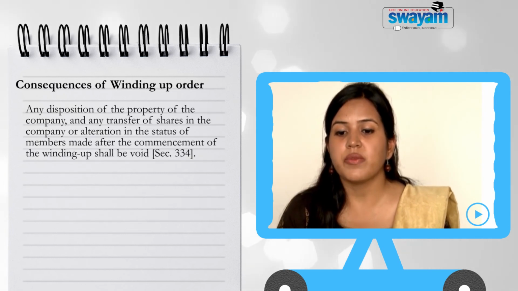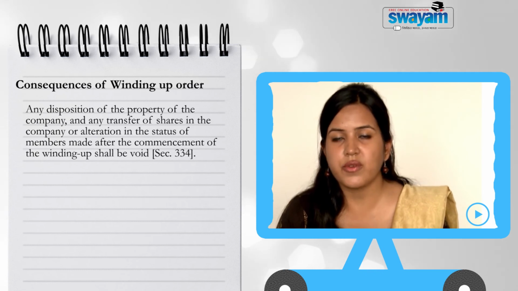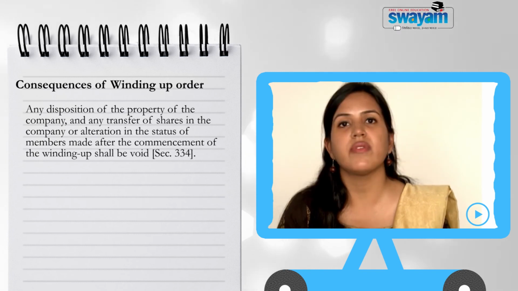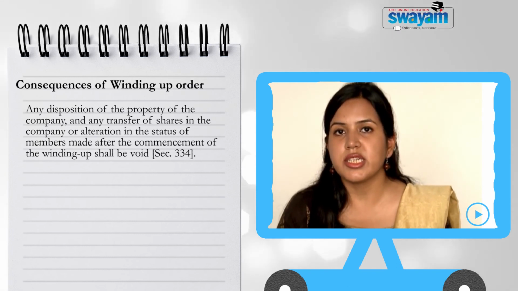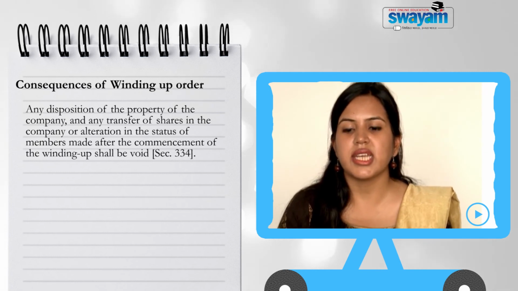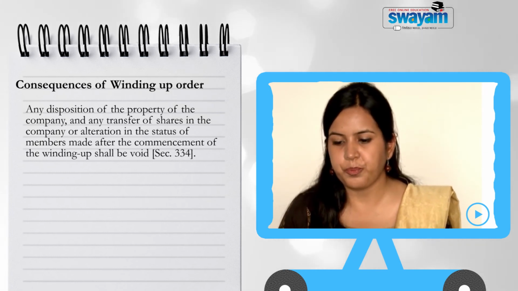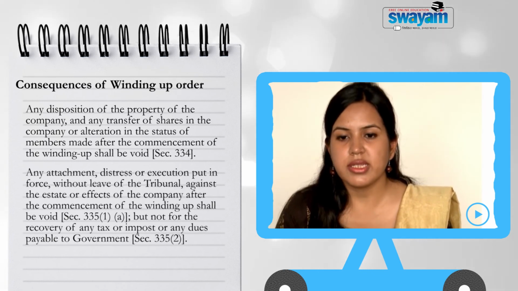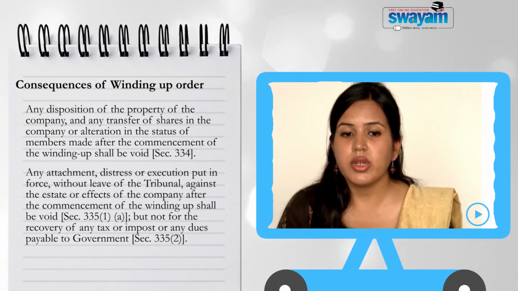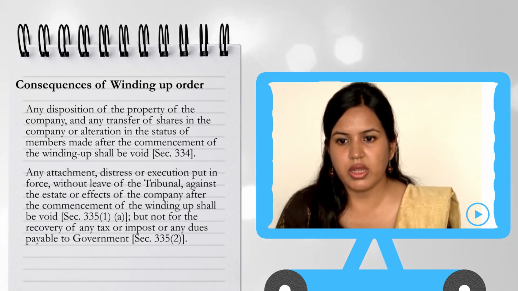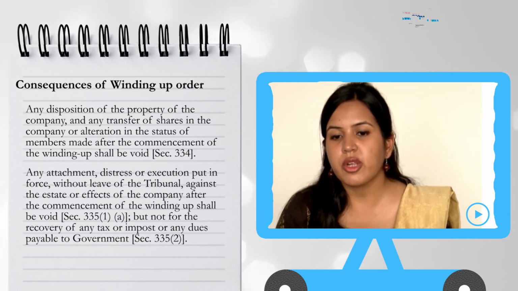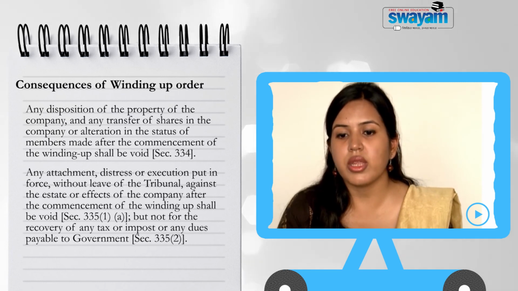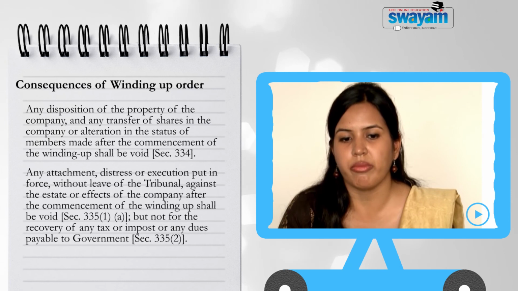Any disposition of the property of the company and any transfer of shares in the company or alteration in the status of members made after the commencement of the winding up order will be considered void. This is given in section 334 of the Companies Act. Further, any attachment, distress or execution put in force without leave of the tribunal against the estate or effects of the company after the commencement of the winding up shall be void, but not for the recovery of any tax or any dues payable to government.